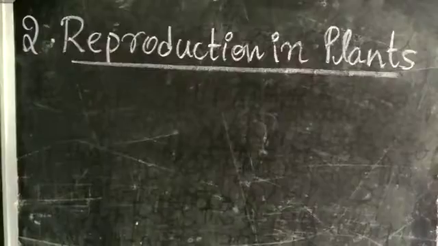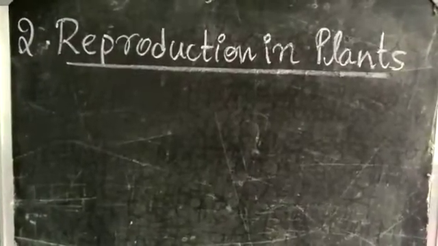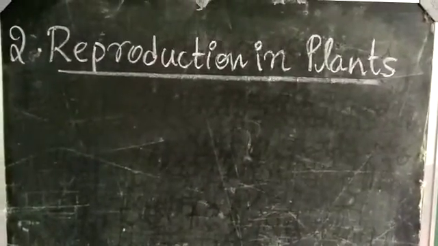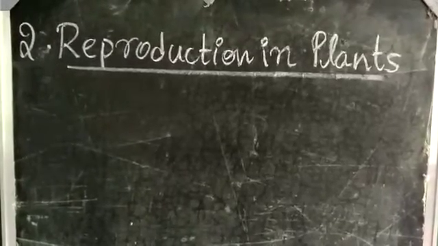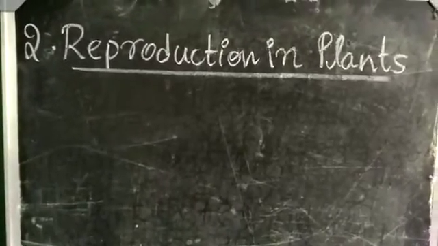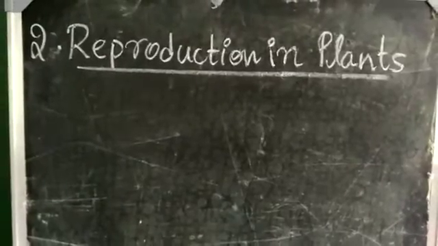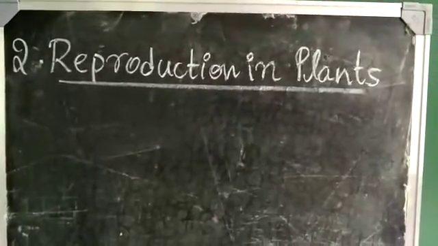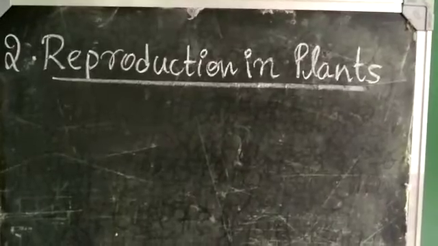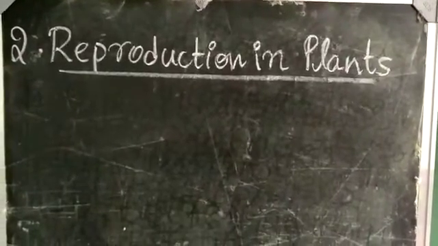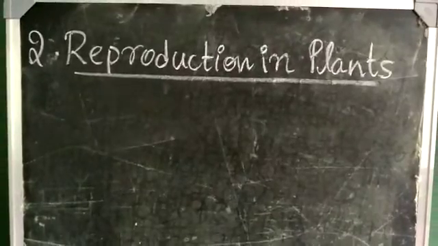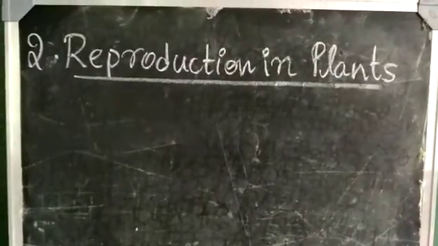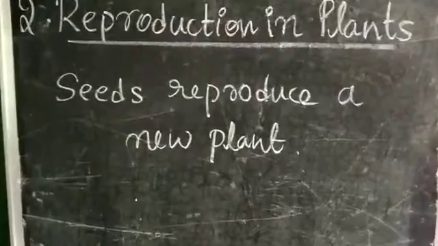How can you multiply? For example, there is a dog, mother dog. So, mother dog will give birth to a baby pup. So, the number of dogs are multiplying. In the same way, reproduction in plants means a plant will also give birth to a new plant. How? Through the seeds. That is what we are going to learn in this reproduction in plants.